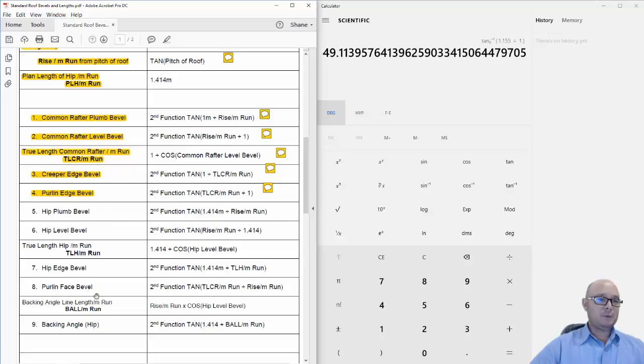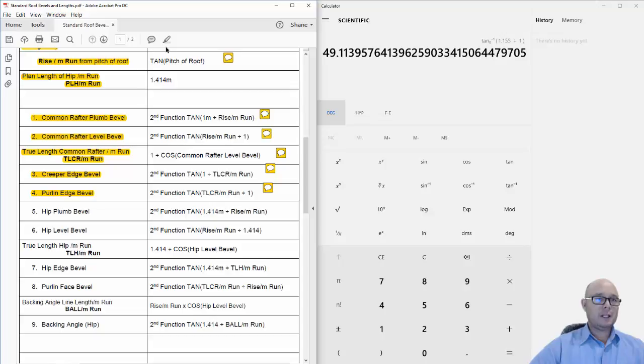So for the rest of the bevels, they're not found in the same triangle. Bevel number 1 and 2 are found in the same triangle. Bevel number 3 and 4 are found in the same triangle together, and bevel number 5 and 6 are also in the same triangle together. So these three sets here come in pairs, so they have to equal 90.